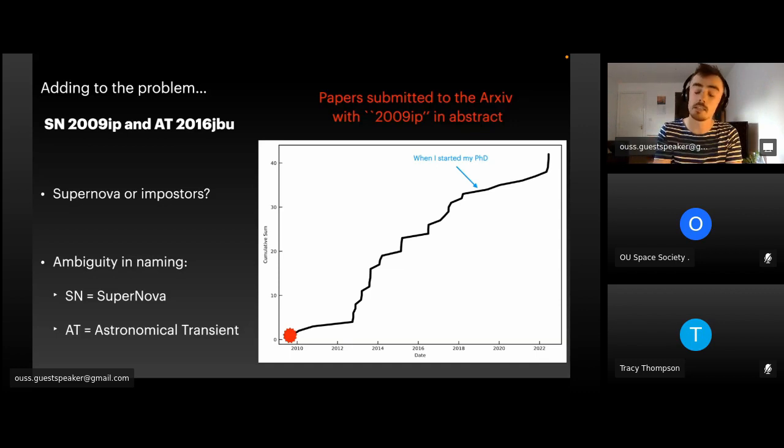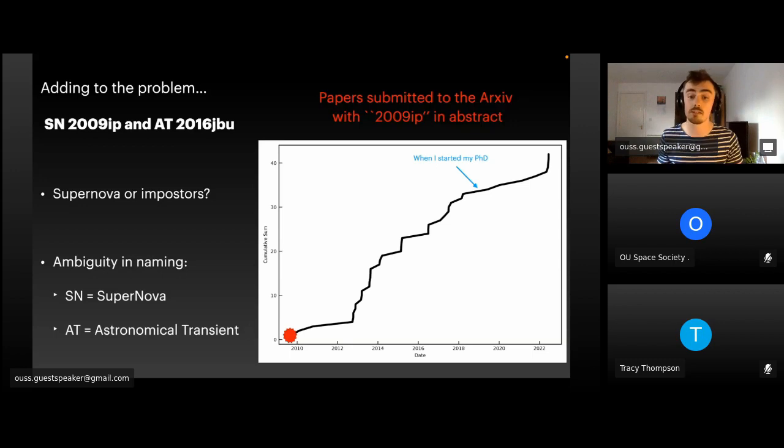So 2009 is the year it was found, and you can see on the plot here the number of papers submitted to the archive, which is the website where we can host a lot of our scientific papers. You can see that from 2009 to 2012, you had about 4 or 5 papers on this object.